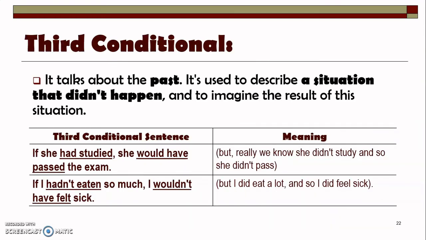When it comes to the third conditional, it talks about the past. It's used to describe a situation that didn't happen and to imagine the result of this situation. Look at these two examples. If she had studied, she would have passed the exam. So the meaning is, we know she didn't study, so she didn't pass. If I hadn't eaten so much, I wouldn't have felt sick. But I did eat a lot, so I did feel sick.